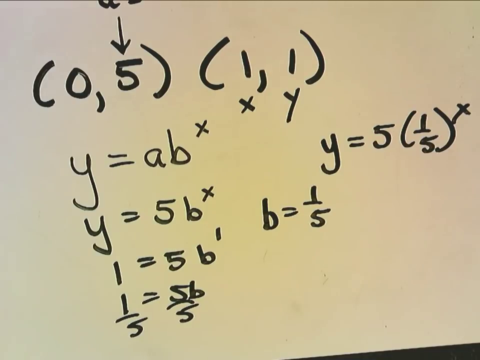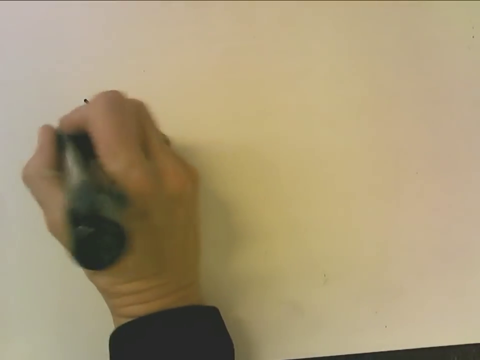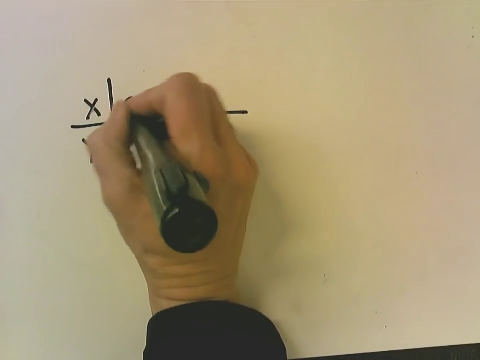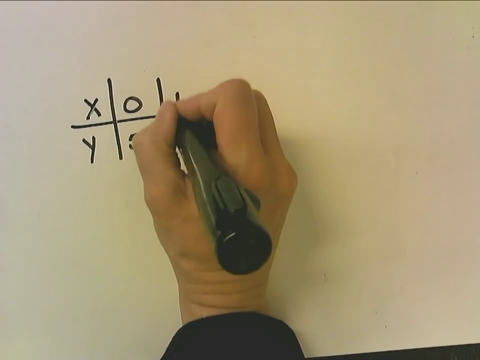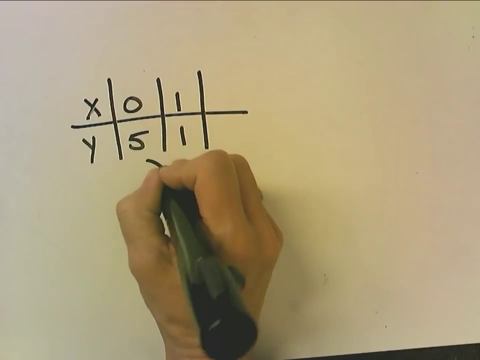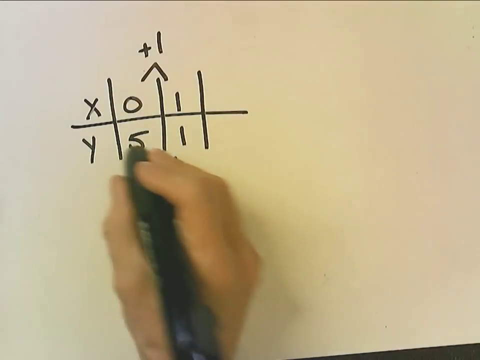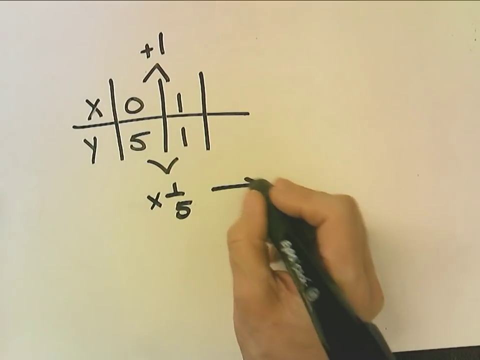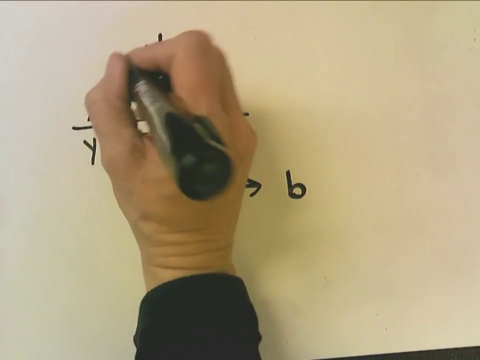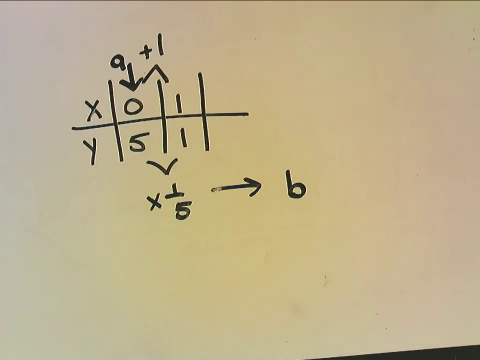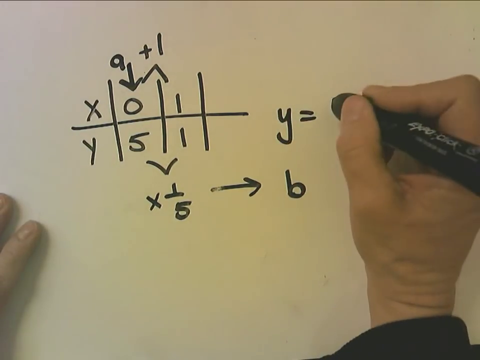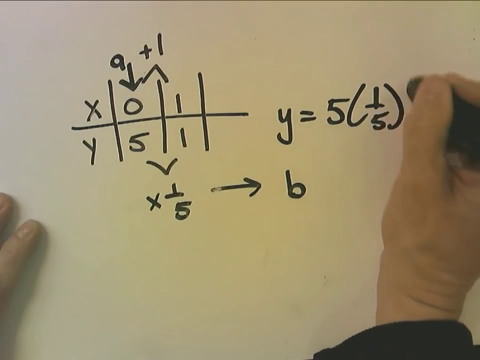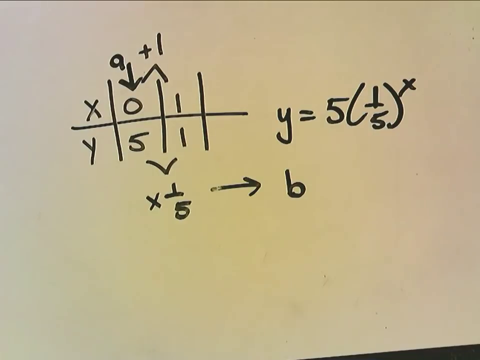Okay? Now, there's another way you can solve this. You could also say, okay, I'm going to make an xy chart. I know when x is 0, y is 5. I know when x is 1, y is 1. X is increasing by 1. And what am I multiplying 5 by to turn it into 1? I'm multiplying it by 1/5. So I know that b is my multiplier. I know that a is my y-intercept. So by doing my little chart, I know this is 5 times 1/5 to the x. So that's another way to do it.